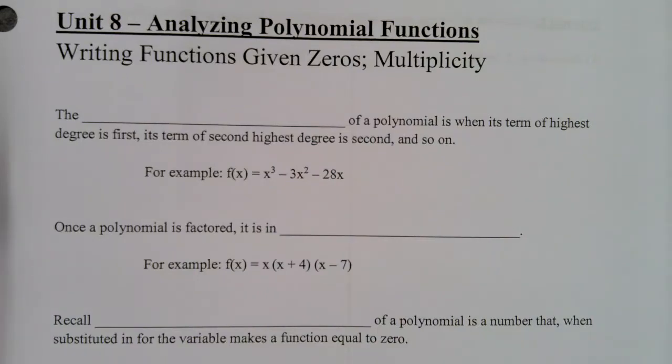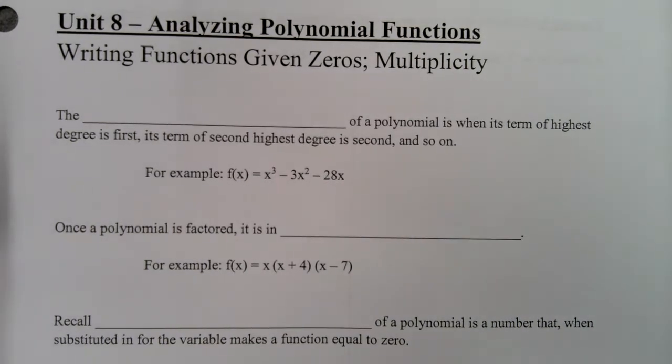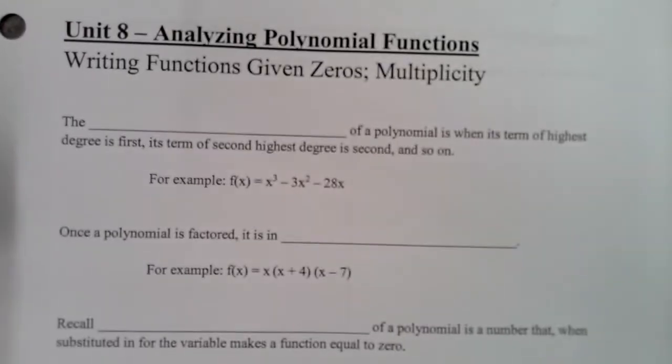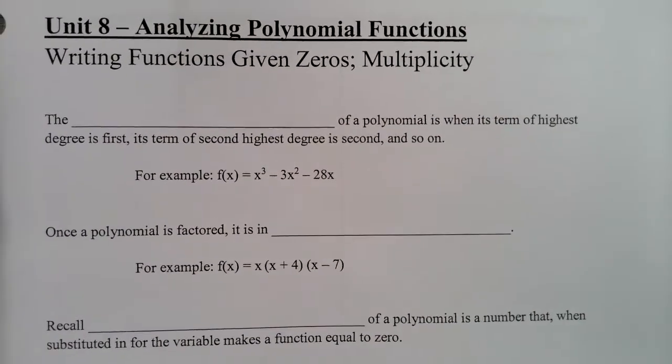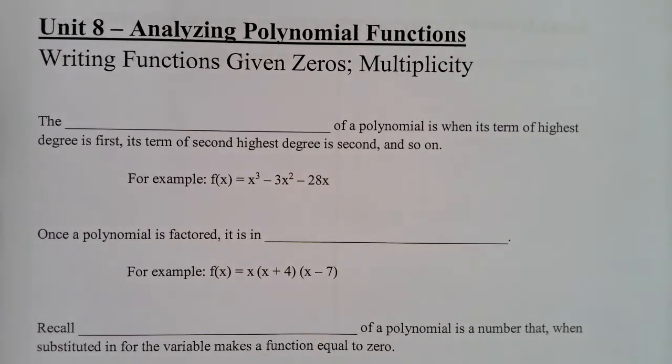All right, here we are with the next lesson in Algebra 2. The lesson is called Writing Functions Given Zeros and Multiplicity. So, a few definitions to start. Some of these you should know already.